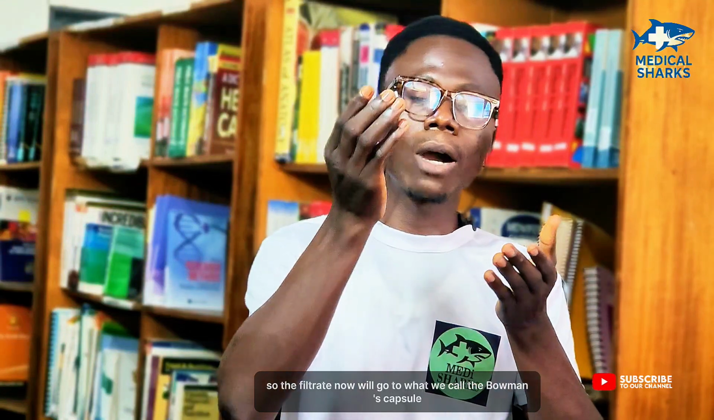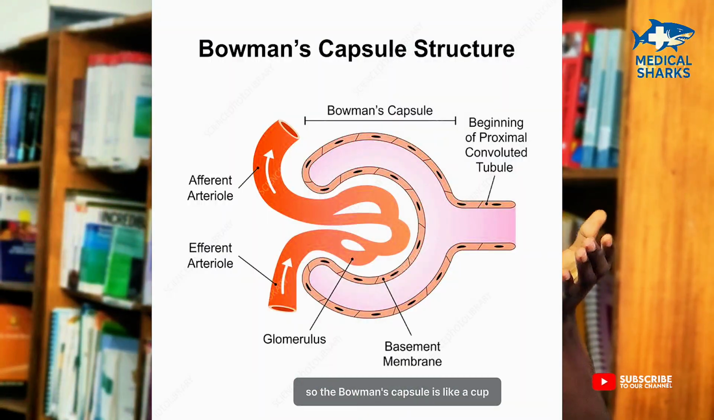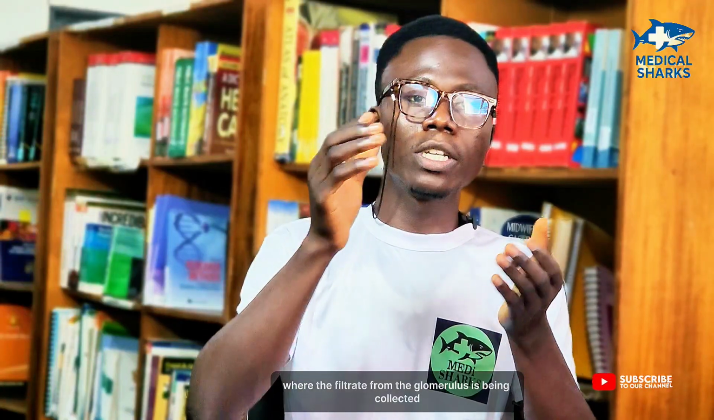Then after that, where does the filtrate get to? The filtrate now will go to what we call the Bowman's capsule. The Bowman's capsule is like a cup where the filtrate from the glomerulus is collected. So that is the first part of the nephron, the renal capsule.